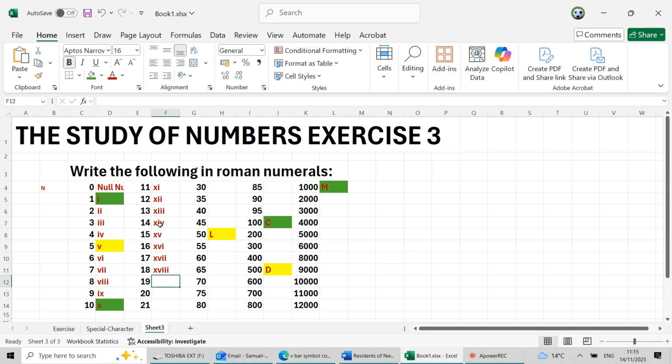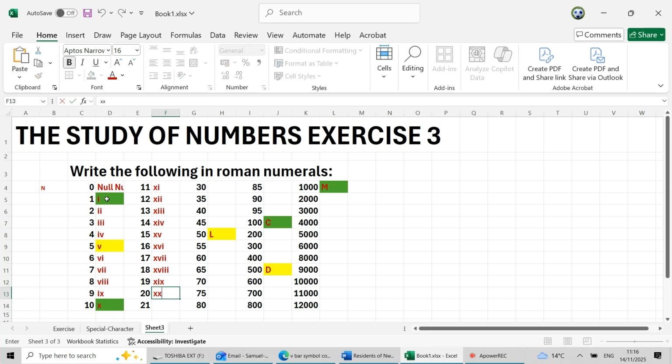Now 19. What about 19? For 19, we have to write X first for 10. Then we need to add. Remember, when you're adding something which is smaller than the current symbol, you add it to the right hand side. And you can do this by saying X, I, X. That is 19. We are taking 1 from 10 to make 9, plus 10. That is 19. 20 is double X.